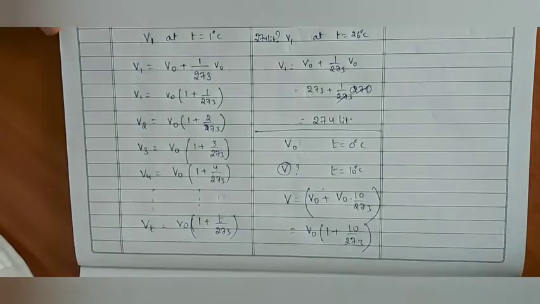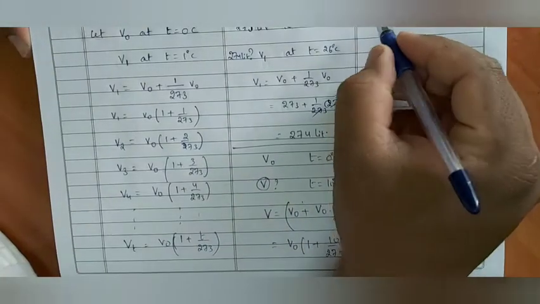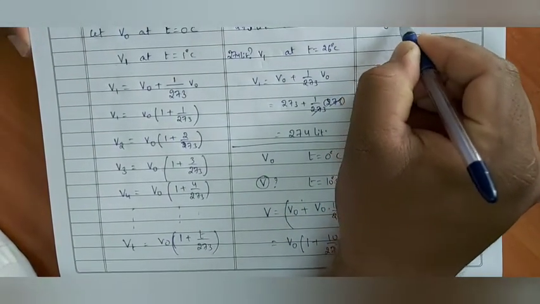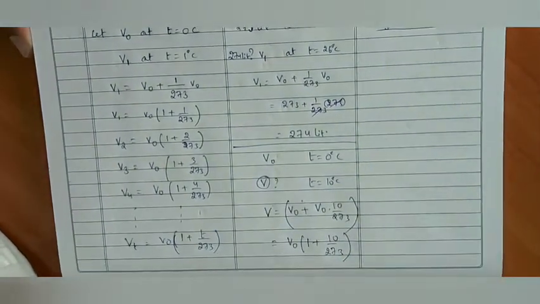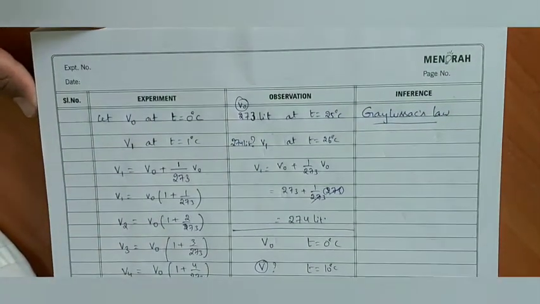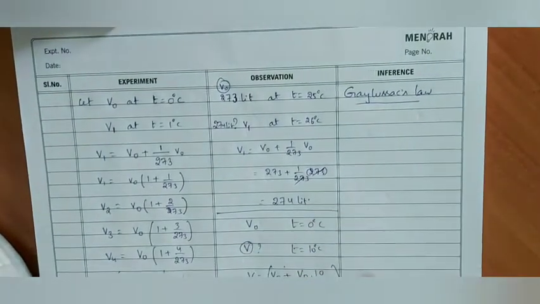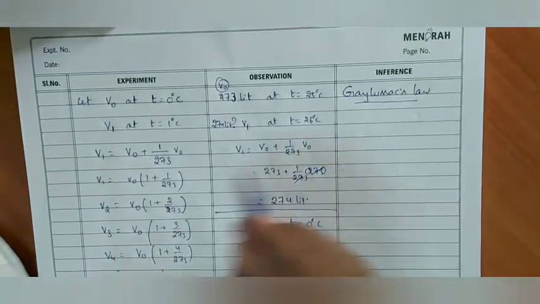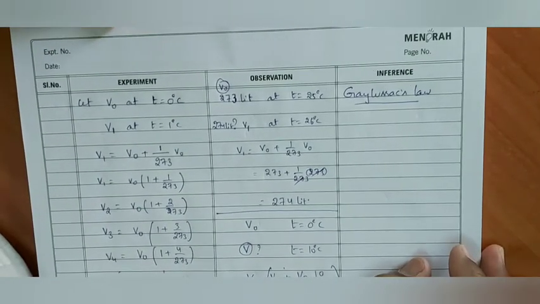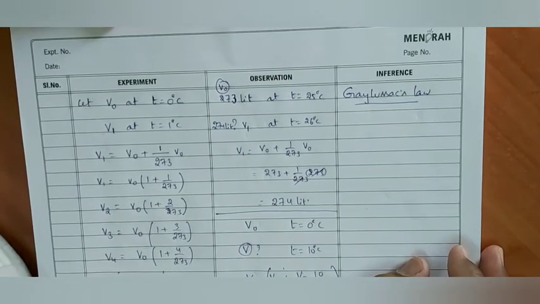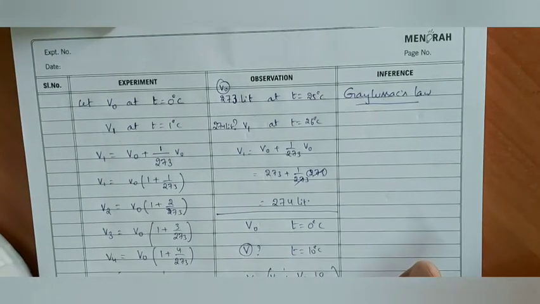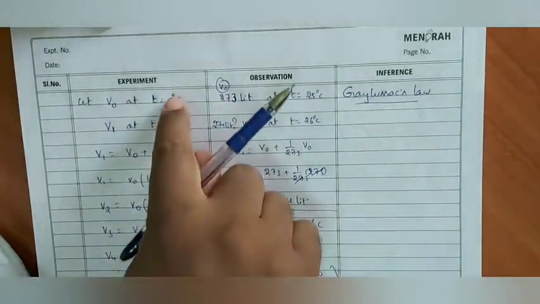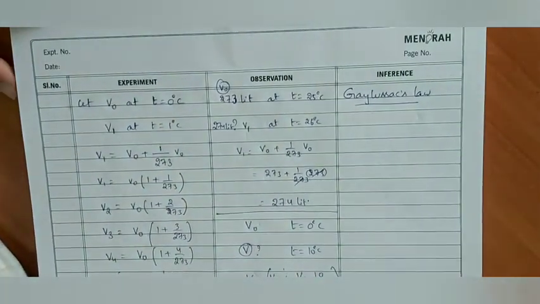Next we can go through Gay-Lussac's law. Shall we go through, ma? I hope you are clear. For every 1 degree C rise in temperature, volume is increased by 1 by 273 times its initial volume. This one observe carefully and remember carefully. This one fully.